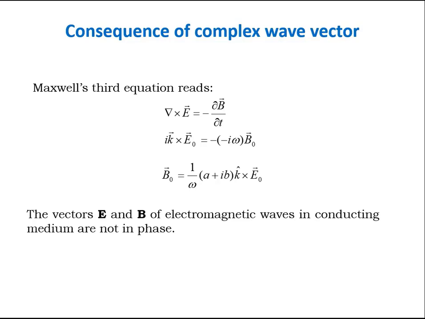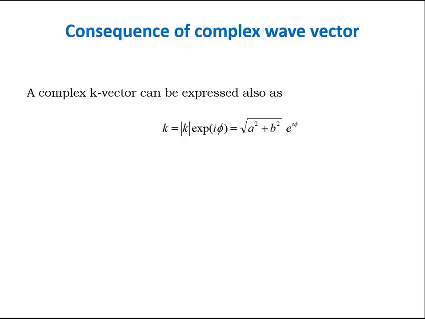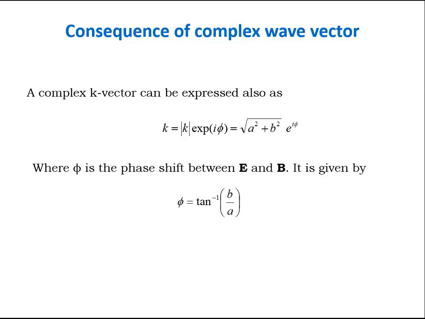Let us find this phase lag by representing the complex k vector in exponential terms. Any complex quantity can be written as the magnitude of that complex quantity, which is equal to under root of a square plus b square, multiplied by exponential iota phi, where phi is the phase angle for that complex quantity. This phase lag phi is given by tan inverse b upon a.